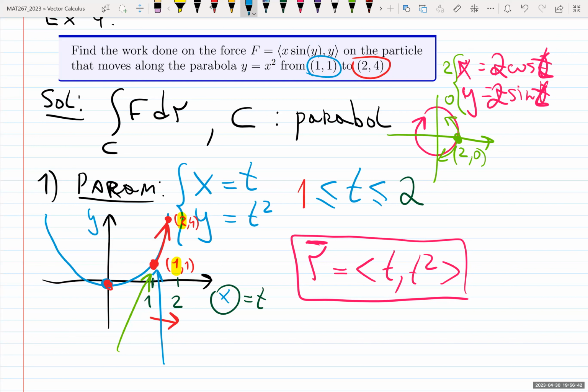Some of the parameterizations are more obvious than others. That's why they're basic, but actually you can use different ones. For example, I can do a different one. If I do x equals t squared, why not? Then y will be t to the 4. This is also correct. That's for a parabola, of course. I can do x equals minus 3t for some reason, and y will be 9t squared.